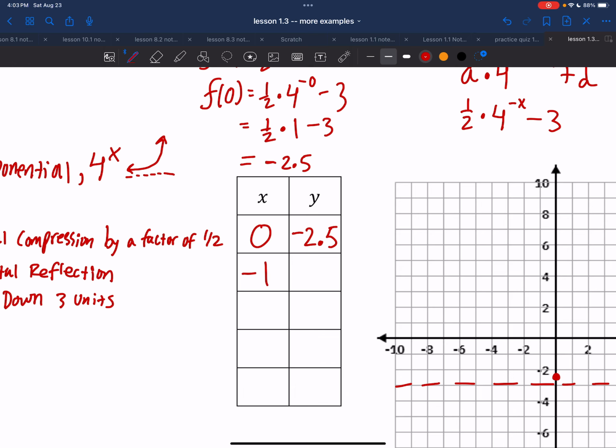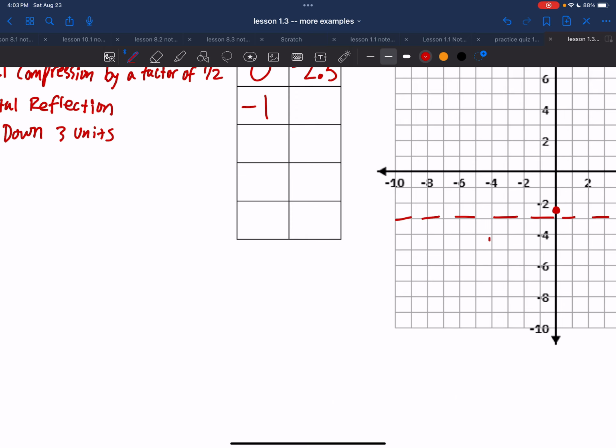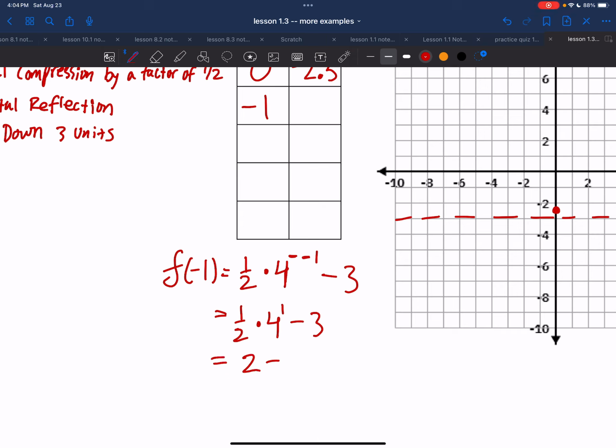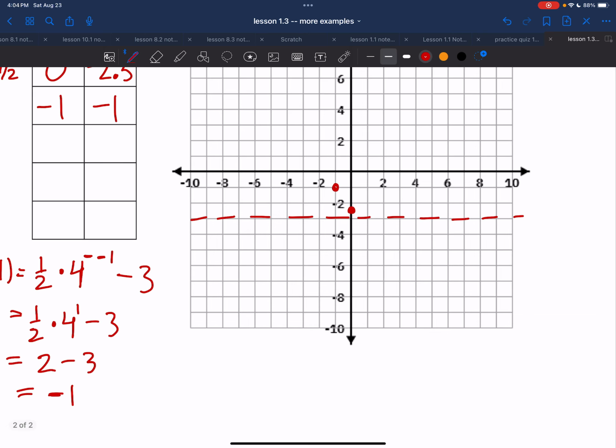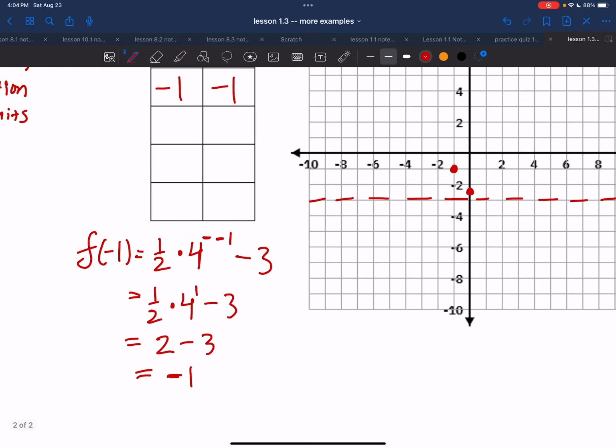I'm going to pick -1. This will actually be nicer to me. If I plug in -1 to the function, I get 1/2 times 4 to the -(-1) minus 3, because the power has a negative in it and I'm plugging in a negative number. So I do 1/2 times 4 to the 1, because a double negative is a positive, which really means it's just half of 4, which is 2, and 2 minus 3 is -1. Oh, nice. So I get -1, -1. Beautiful point right there.